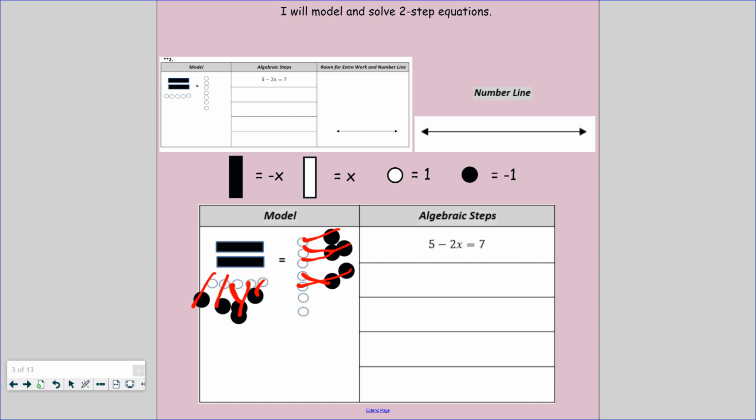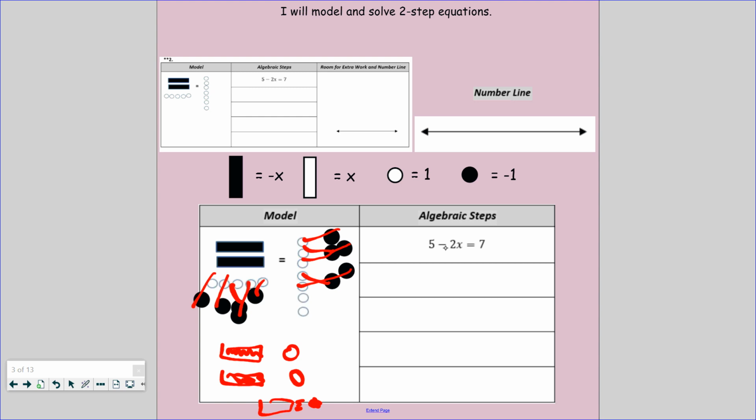So that means 1 positive for every negative x. But again, we're solving for x. So with your algebra tile, you're able to do the opposite of. So opposite of is this. So each x equals negative 1. Let's show it with algebra tile.